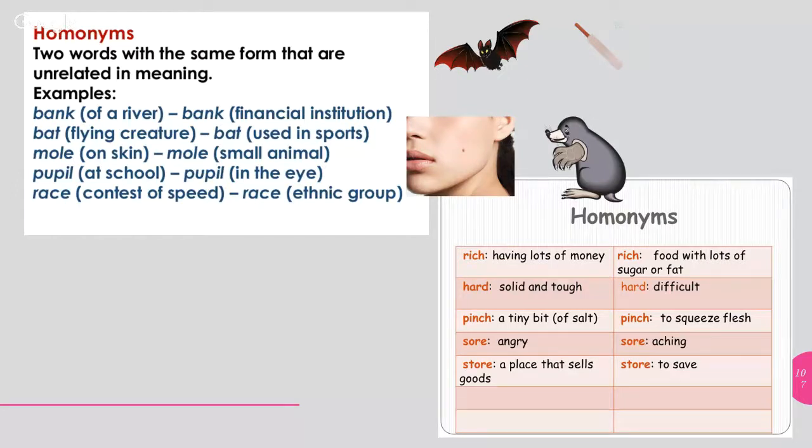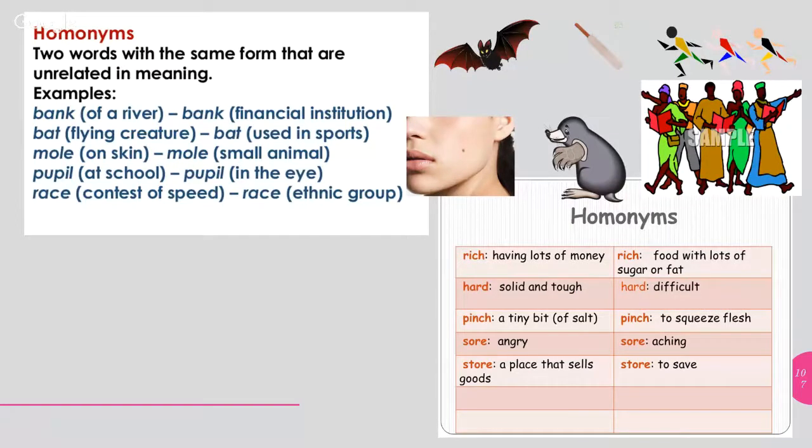Race, contest. Race, ethnic group. Or all people of a particular region, race. Again, homonyms, rich, having lots of money. Rich, food with lots of fat and sugar. Hard, solid and tough. Hard can also be difficult.